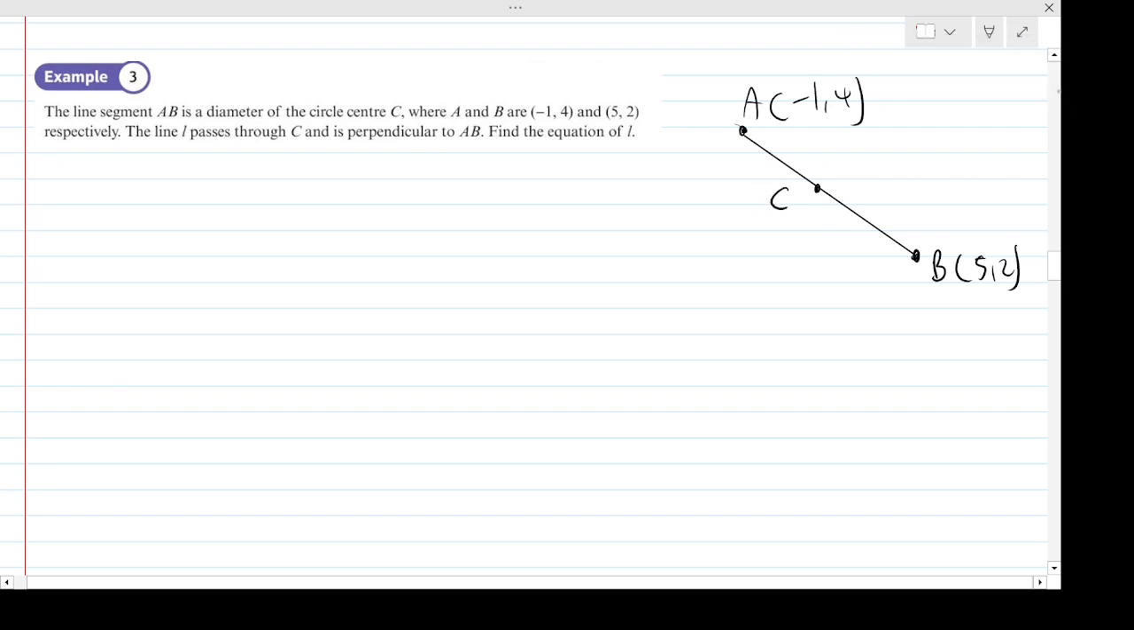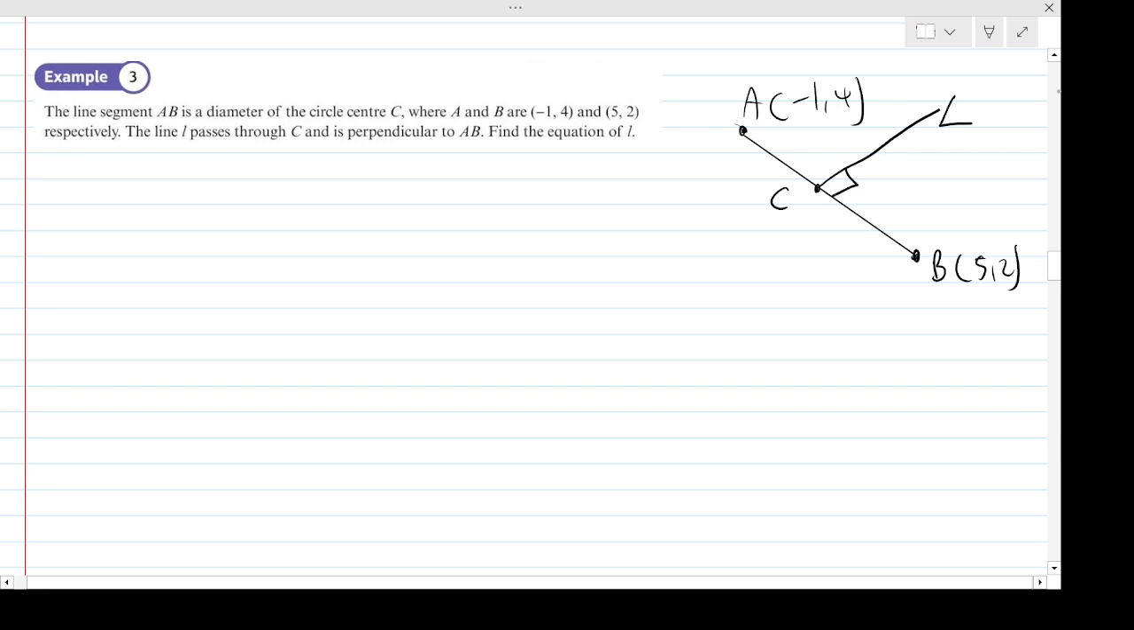Now, it says the line L passes through C, so again, the centre or the middle, and is perpendicular to AB. So if it passes through the line and it's perpendicular, it's going to be at a right angle to the line there. So when it meets the centre, it's going to be at a right angle. There we are. So that's the line L. Right, that's what we're dealing with. I need to find the equation of L.